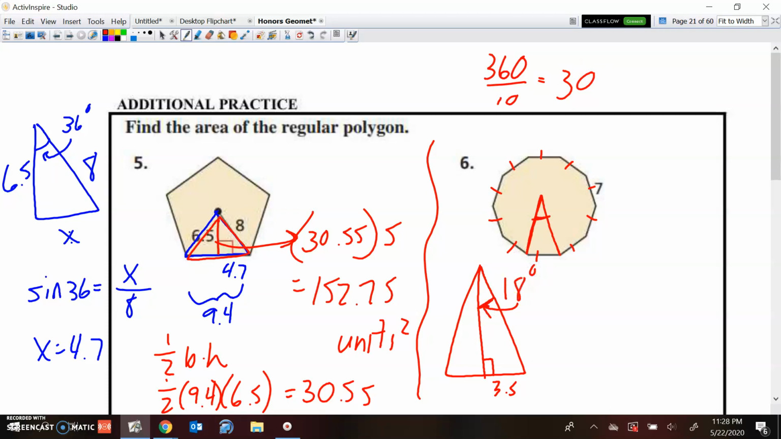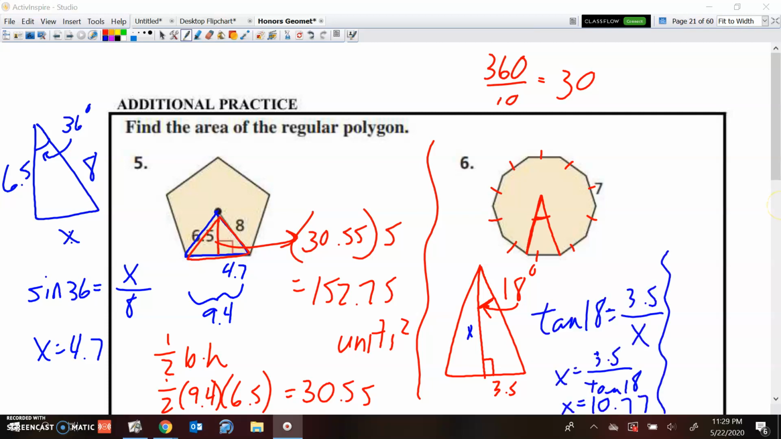Okay, so I'm going to pause the screen. I'm going to fill in some stuff, and then I'll talk through what it is. Okay, just to speed it up, make sure we finish it all. So all I did is that I marked this here as x, and then I see that I have the opposite and the adjacent. So I use tangent of 18 degrees, working in that right triangle, equals my opposite 3.5 over x, work that out, and so I get that x, this height, this apothem is 10.77.